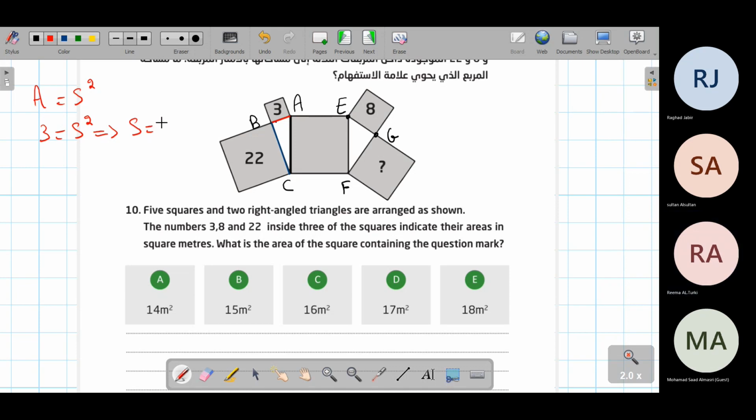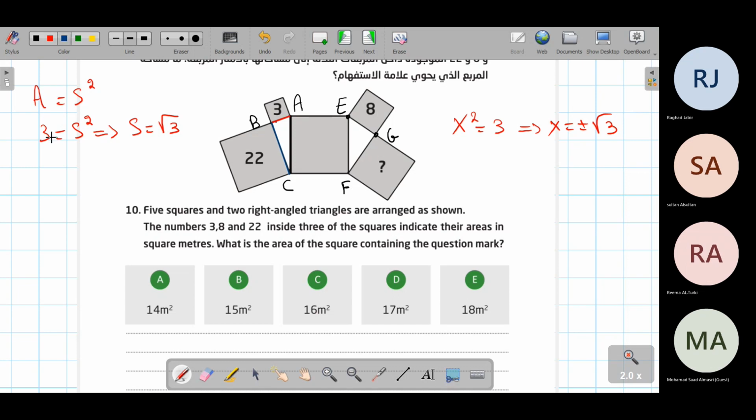Radical 3. It should be plus minus radical 3, but because this is the length, the distance, we will accept the positive answer and reject the negative answer, because the rules say if you have x squared equal to 3, the solution will be x equal plus minus radical 3. But here I'm talking about AB. AB is the side, so I will take only the positive number. So S equal to radical 3. Okay?